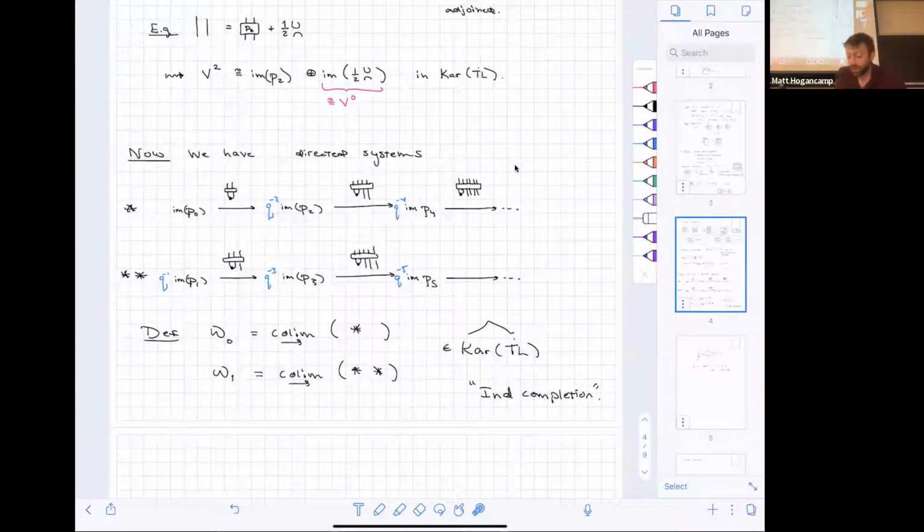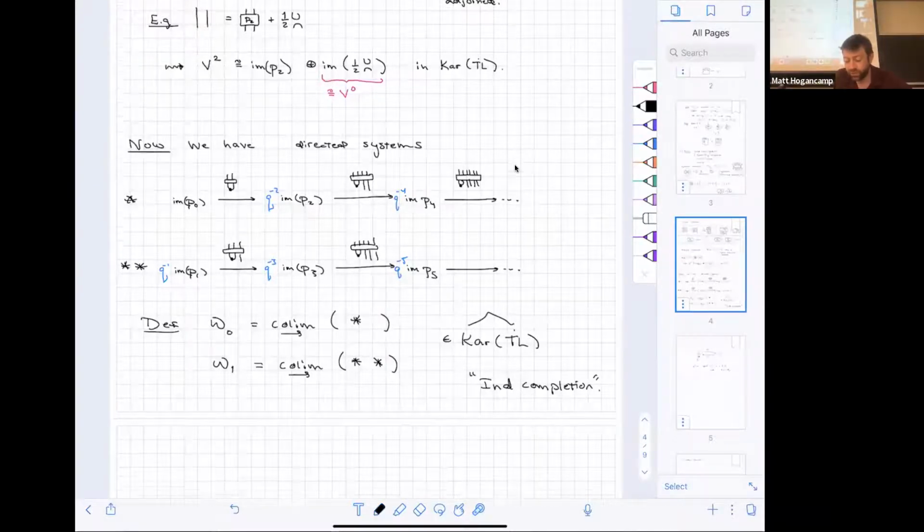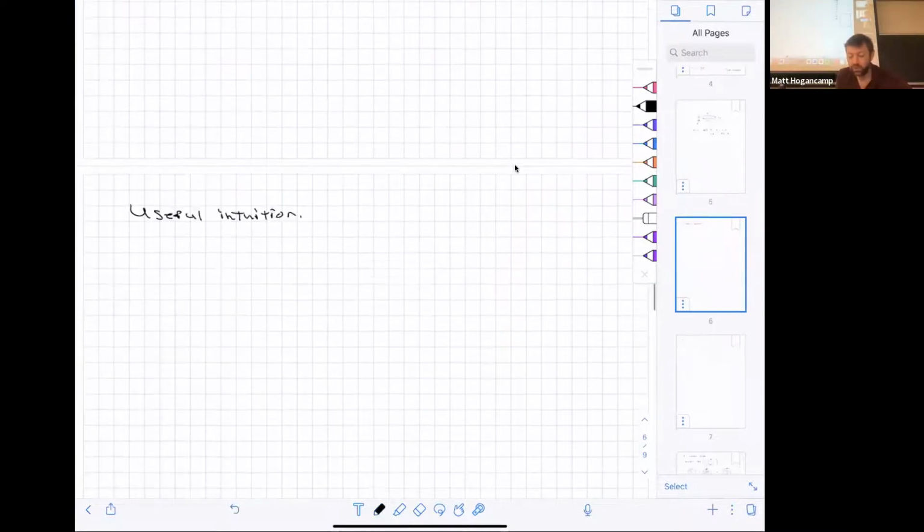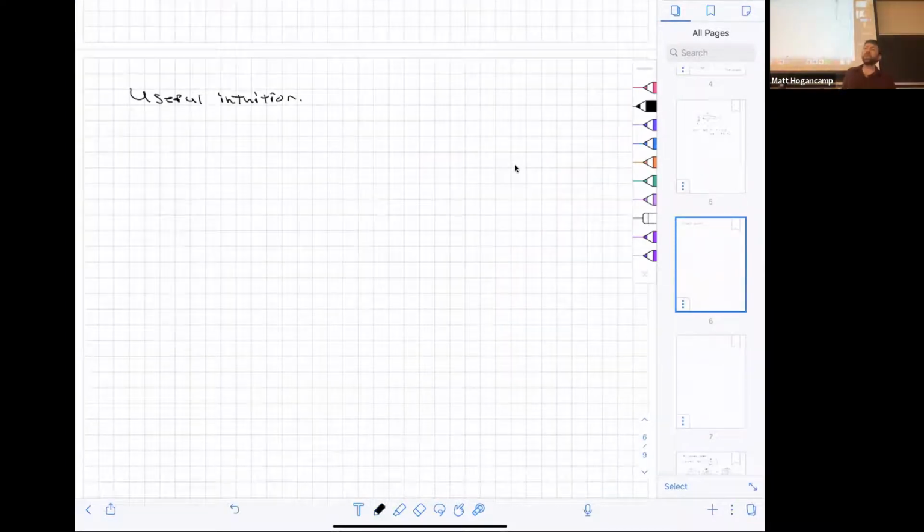Okay, now to give you some intuition about what's going on here, I think it's very useful to understand everything in terms of a functor. This dotted TL category is extremely abstract and kind of hard to fit in our heads. So there's actually a functor from the dotted TL to just graded vector spaces.